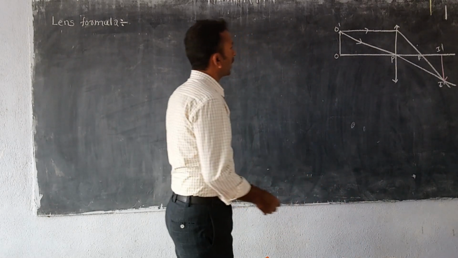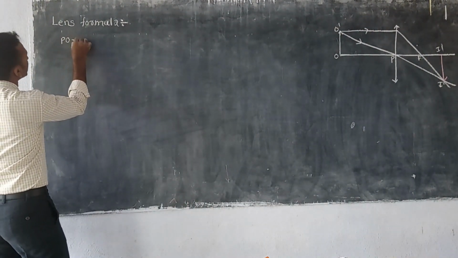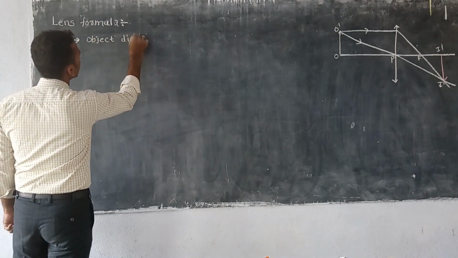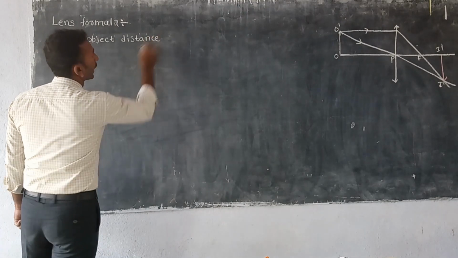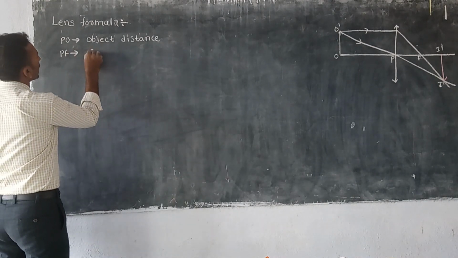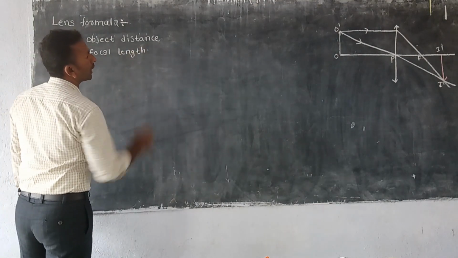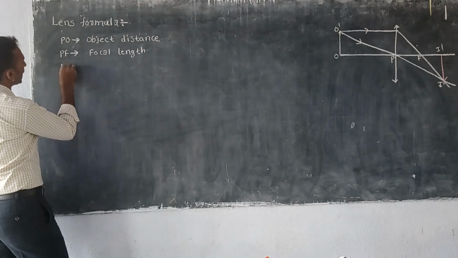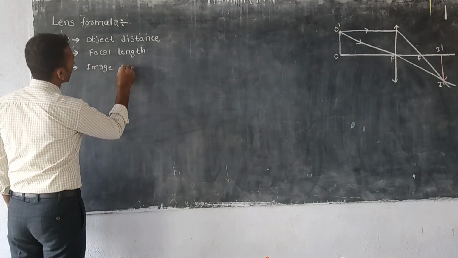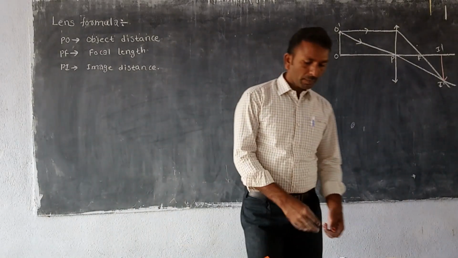We have already learned about this. PO is the object distance. PF is the focal length. And PI is the image distance. These are the values we already learned in the mirror formula also.